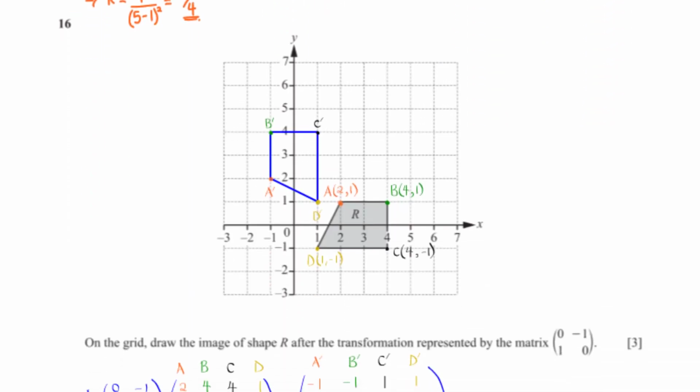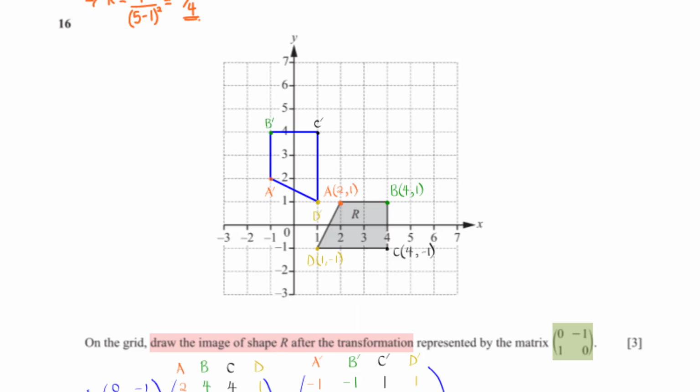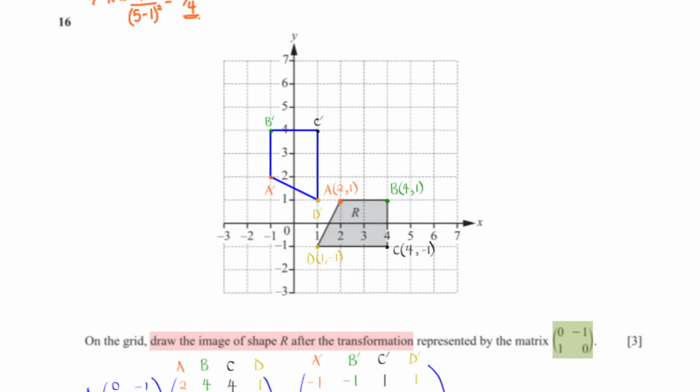On the grid, draw the image of shape R after the transformation represented by the matrix 0, 1, negative 1, 0. So one of the ways to go about this is to recognize the given matrix as representing the transformation rotation 90 degrees anti-clockwise about the origin. And once you know this, you can use a tracing paper to help you complete this transformation and map out the new points of the shape R.